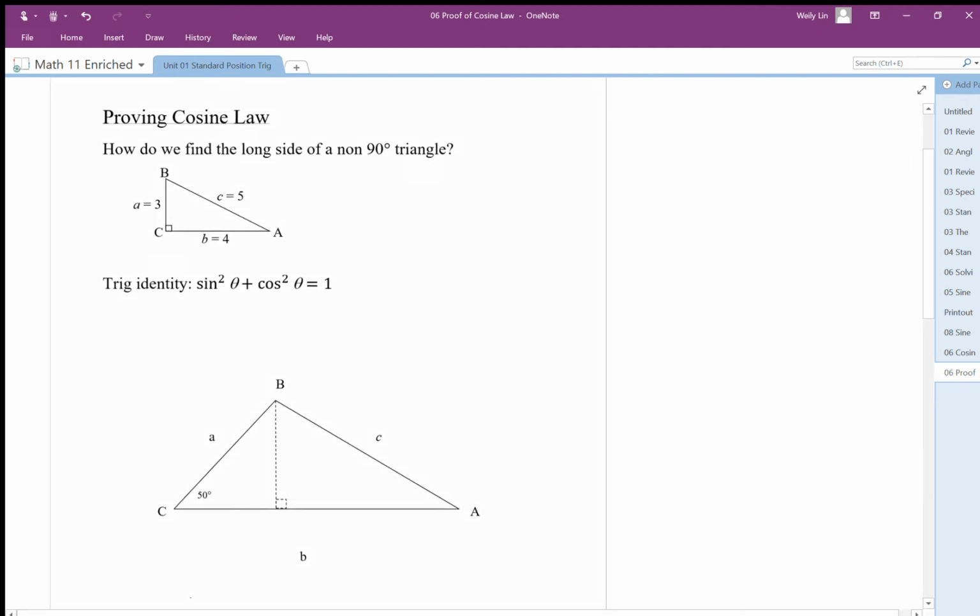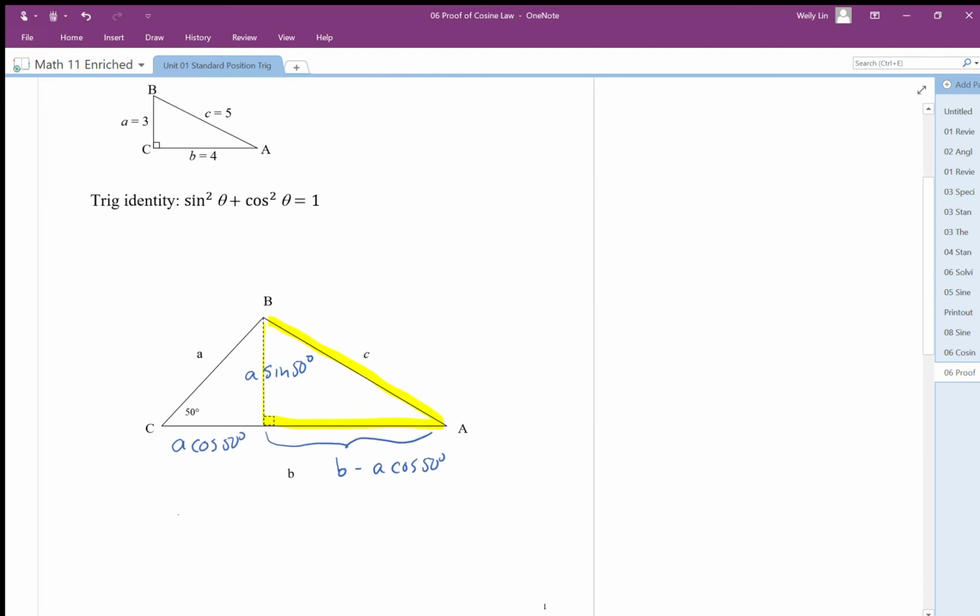So an alternate proof of the cosine law can be set up by using these right triangles again. And I'm going to set it up this way. This length here is going to be the A length times cosine of 50 degrees. So this length here becomes B minus A cosine of 50 degrees. This length up here is going to be A sine 50 degrees. Okay, and then using this right triangle here, we're going to generate the cosine law.